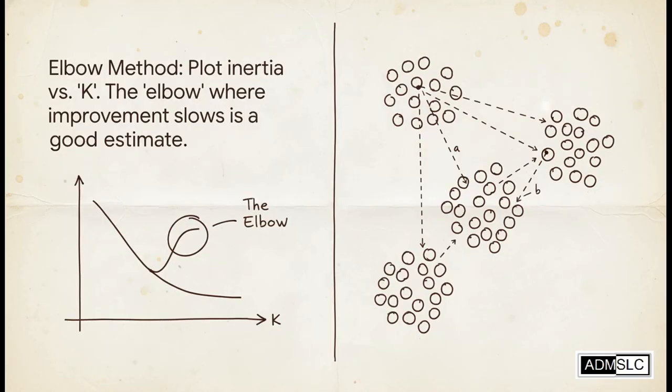To find the right k, one of the most popular tricks is called the elbow method. The idea is you run k-means a bunch of times, say for k equals 2, then 3, then 4, and so on. For each run, you plot the inertia. You'll see the inertia always goes down as you add more clusters, but what you're looking for is the elbow on the graph, that spot where the graph starts to flatten out. That point of diminishing returns is usually a really good guess for the best k.